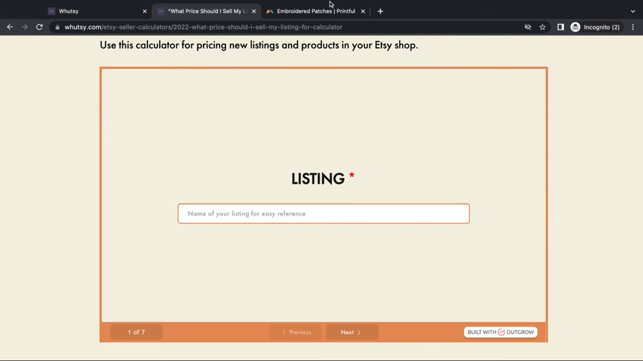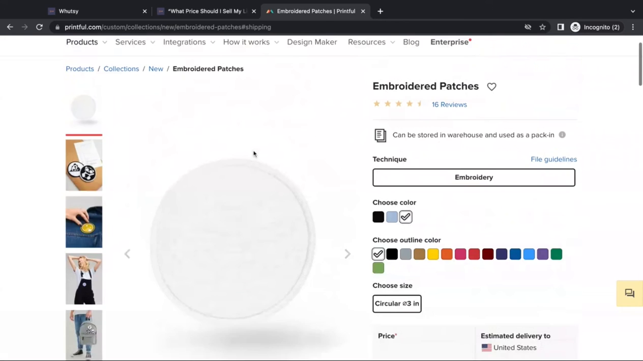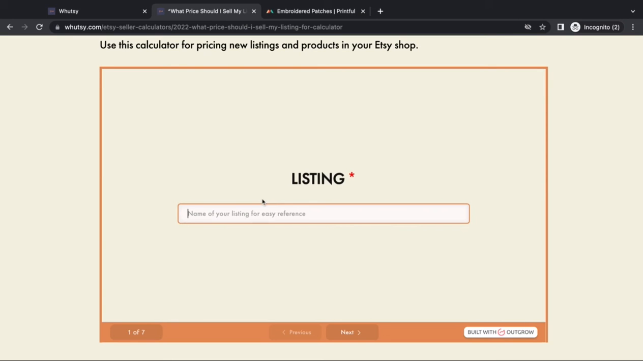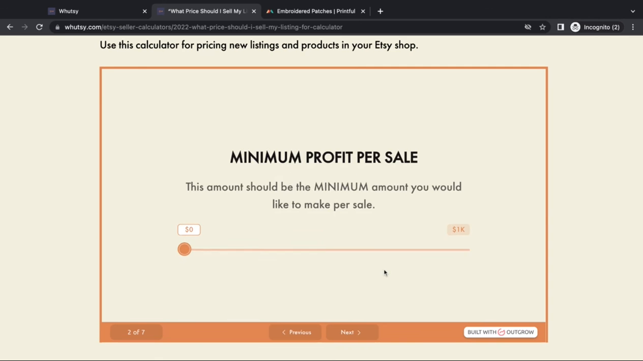So we're going to do an example of these embroidered patches that are on Printful. And the first thing that we do is we enter in the listing name. This is just for us to reference later. It doesn't have to be anything special. It just has to be something that you'll be able to reference either in your email, or if you add it to a spreadsheet or whatever, you'll be able to reference and understand what this item is. So once we do that, we click next.